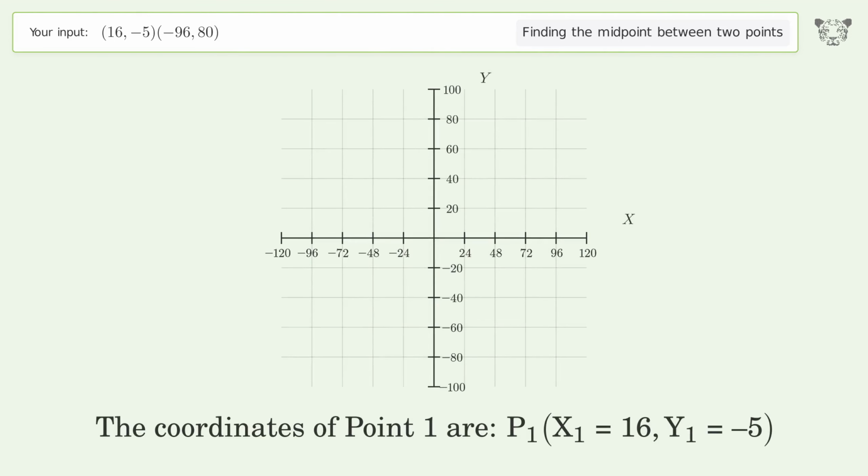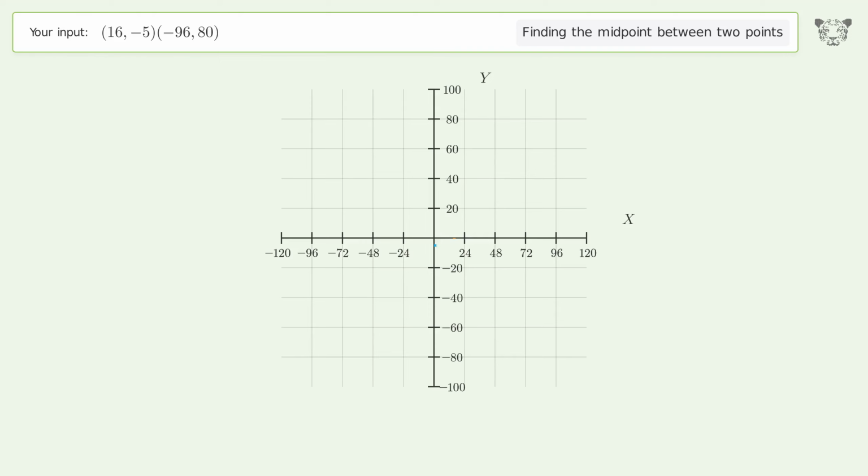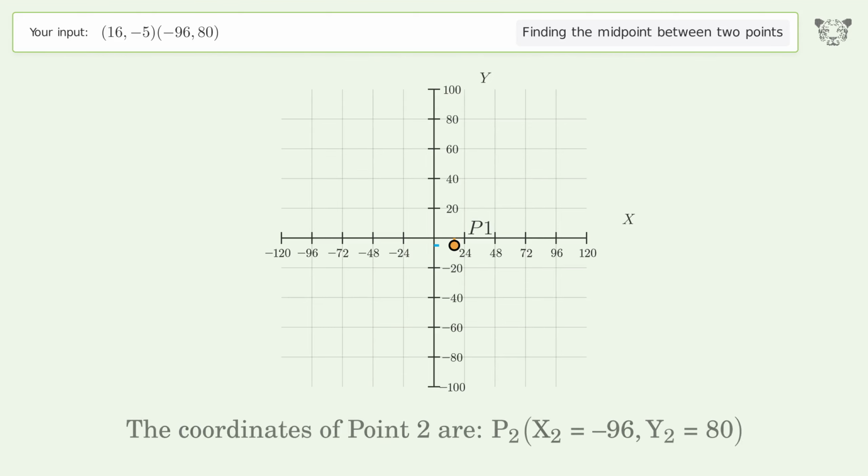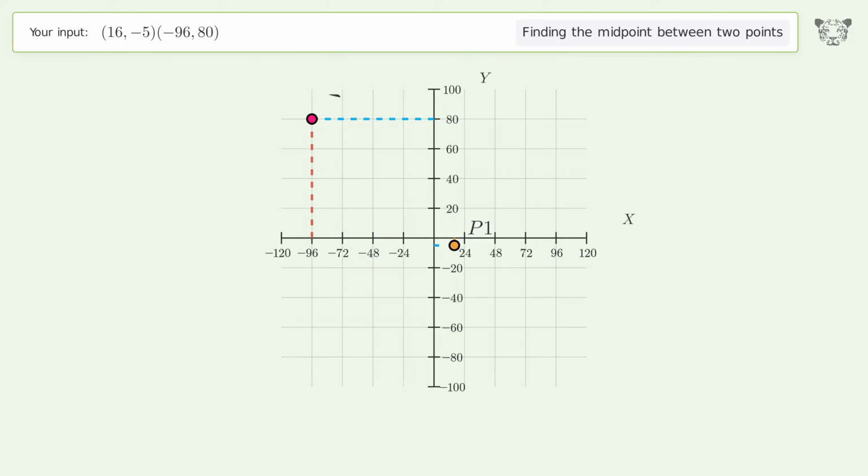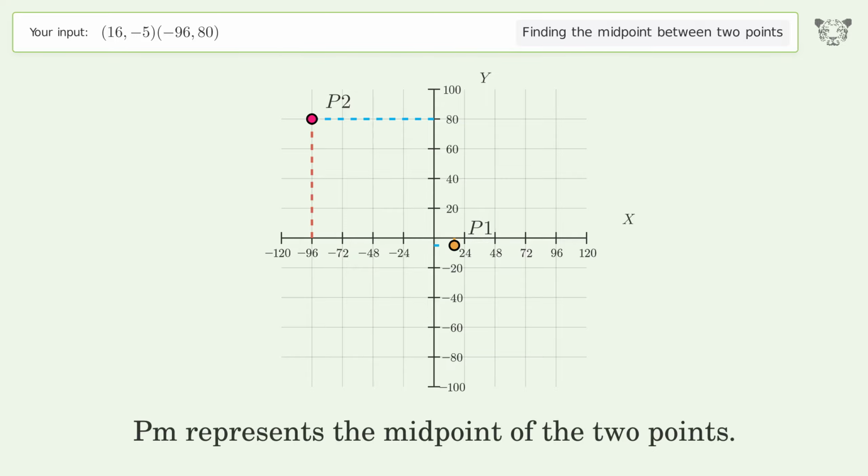The coordinates of point 1 are x1 equals 16, y1 equals -5. The coordinates of point 2 are x2 equals -96, y2 equals 80. PM represents the midpoint of the 2 points.